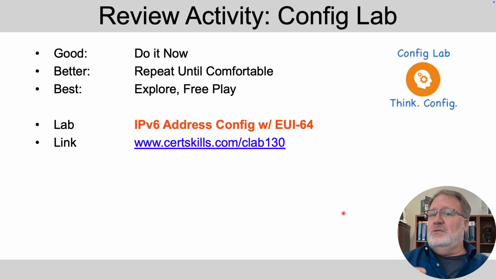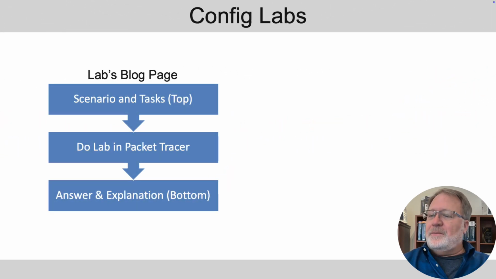If you go to that link, you'll open a blog page, and on that one page you find all the details for the lab. You'd see the scenario, tasks, and topology diagram, and then a suggestion to stop and do the lab in Cisco Packet Tracer and experience it for yourself. At the bottom of the page, it gives you the literal answer for the config plus some explanation as to why I believe that to be true. So you could totally just use the blog page.